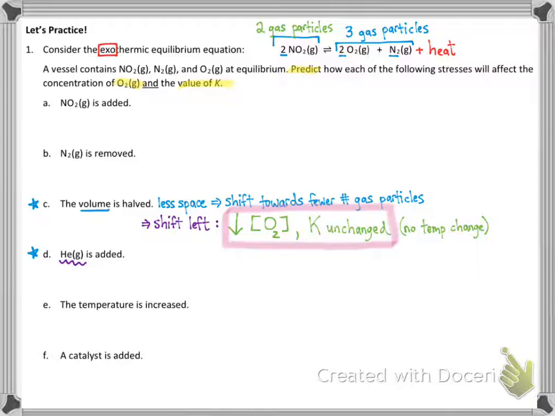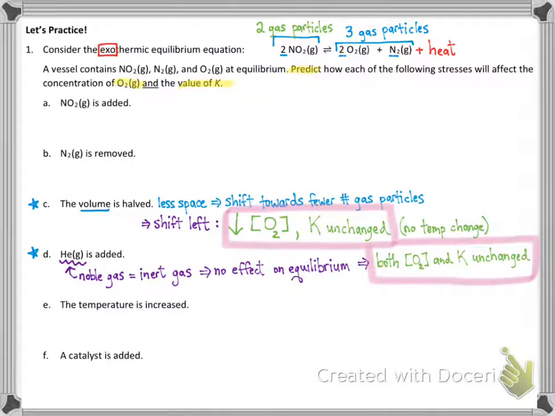In part D, helium gas is added. Well, we're just going to see, did we add a reactant or a product? But wait, helium's not even in the reaction. Like, what the what? I don't get chemists. They're weird, right? Well, helium is a noble gas. That means it is an inert gas. And that means it doesn't matter that you've added it because it's not actually going to affect your equilibrium position. That means in this example, both the concentration of oxygen gas and K remain exactly the same.